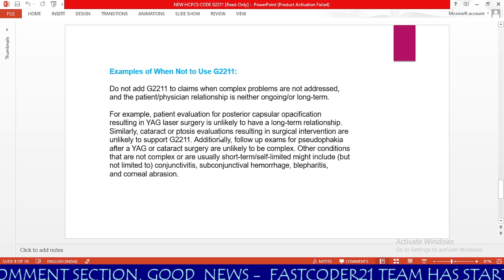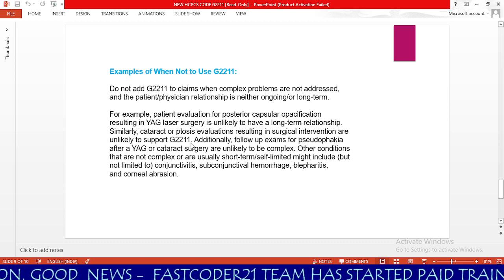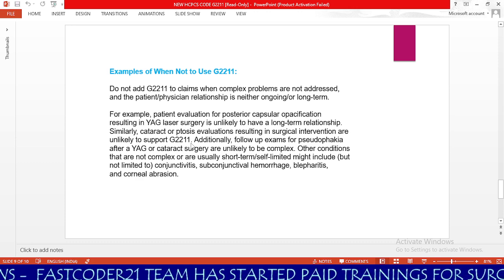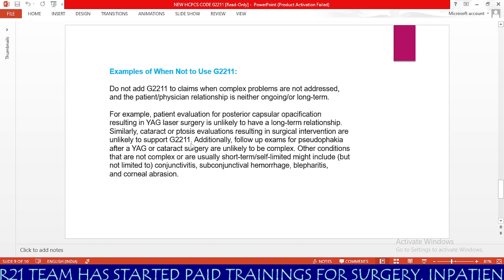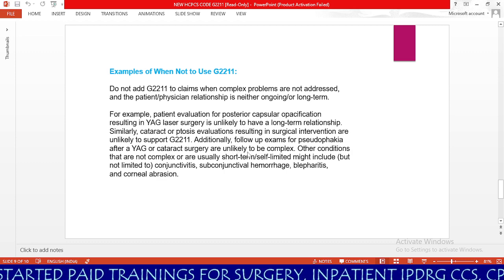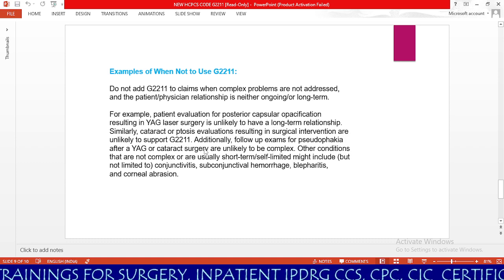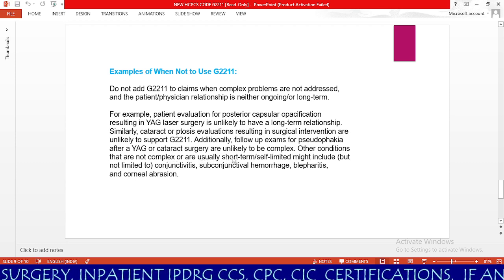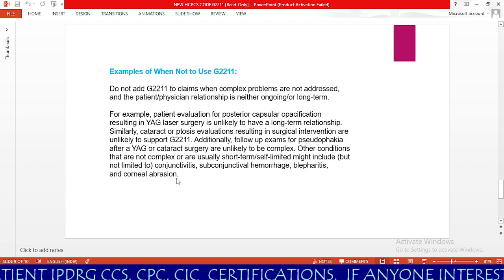Similarly, cataract or ptosis evaluations resulting in surgical interventions are unlikely to support G2211. Why? Because this is not a chronic condition, and here the patient does not need long-term care. Additionally, follow-up exams for pseudophakia after the YAG or cataract surgery are unlikely to be complex. So basically these conditions are not complex, so here we can't code G2211. Other conditions that are not complex, usually short-term and self-limited, might include conjunctivitis, subconjunctival hemorrhage, blepharitis and corneal abrasion.